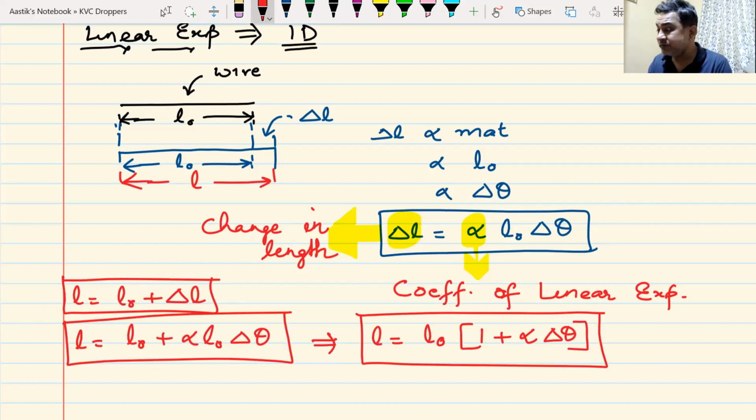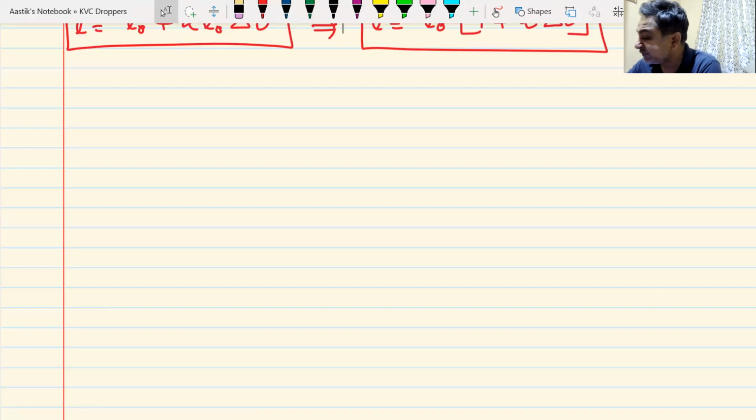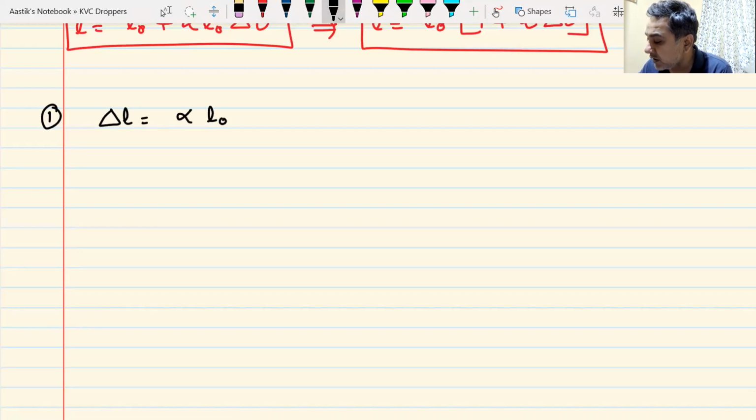We have noted this down? Okay. Then point by point, I will just write what you got to remember. Point number 1, what you got to remember is change in length delta L will be equal to alpha L naught into delta theta.